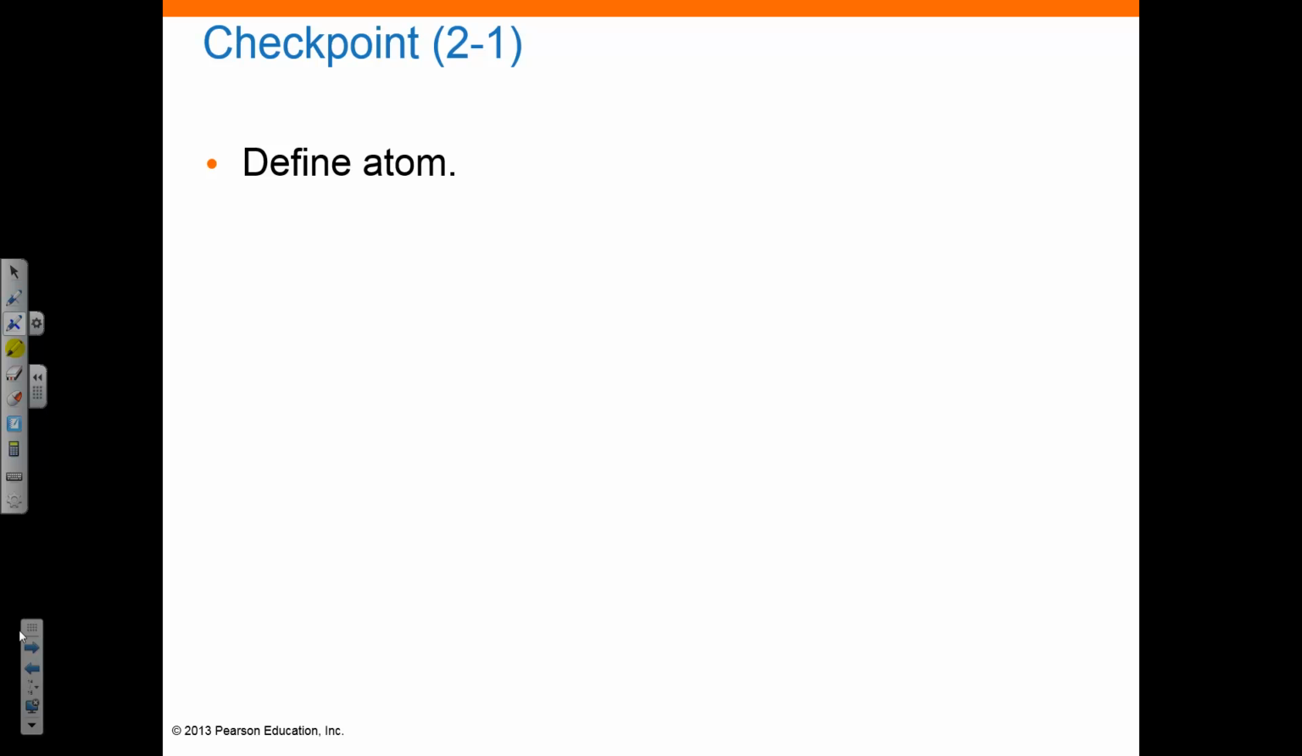Before moving on, let's take a moment to review some key terms. Feel free to pause the lecture to form your own response before moving on. Try to define the term atom in your own words. Atom is defined as the smallest stable unit of matter.